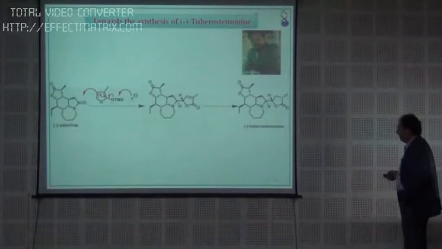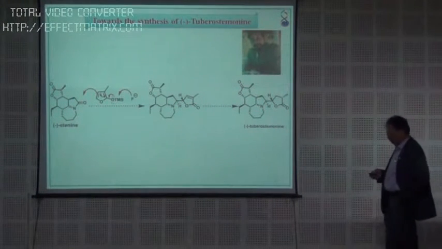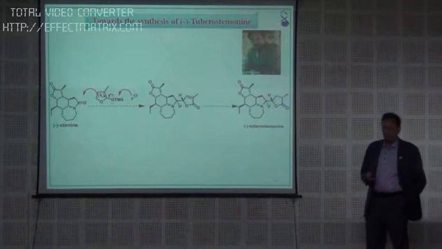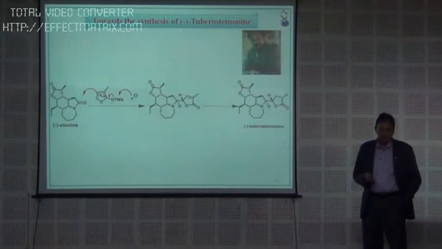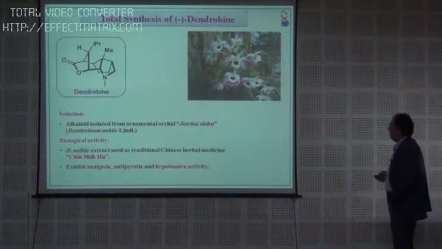So if you take this ketone and do this nucleophilic reaction, so you have a tert-butyl cyanide, then hopefully in a couple of maybe a month or 2 months we will be able to complete the synthesis of this compound. Let me show you another molecule, a little more complex, dendrobine.